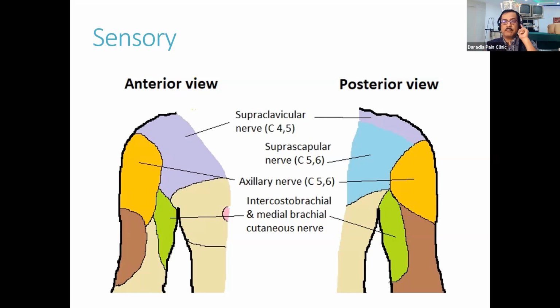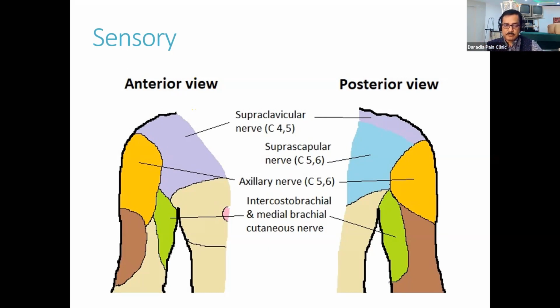But here, remember a very important difference, and remember another important nerve for the glenohumeral joint. So glenohumeral innervation is by articular branches of three important nerves. What are those nerves? One nerve is your suprascapular nerve. The suprascapular nerve comes from posteriorly.